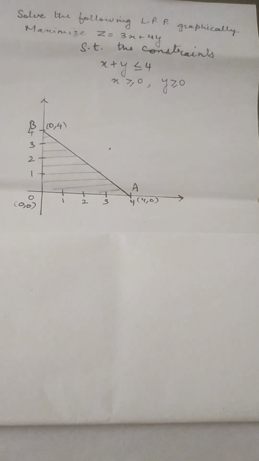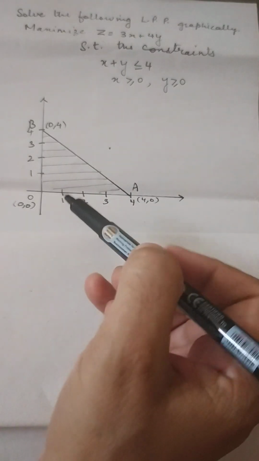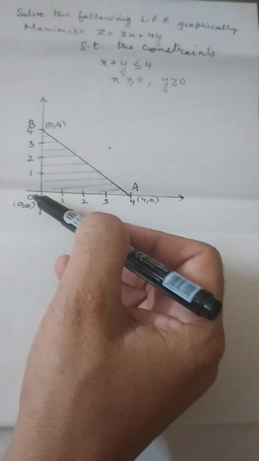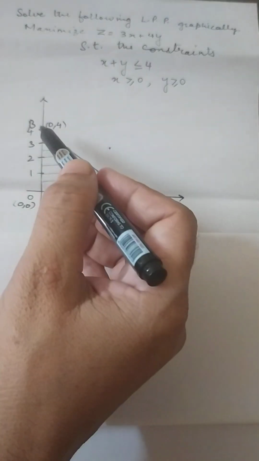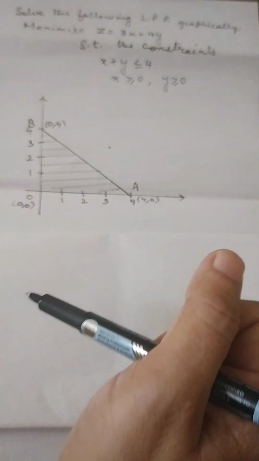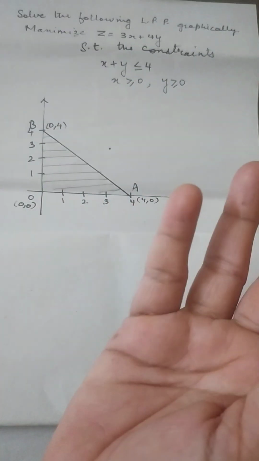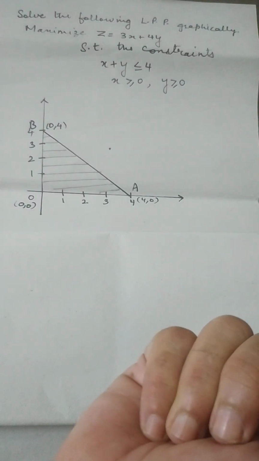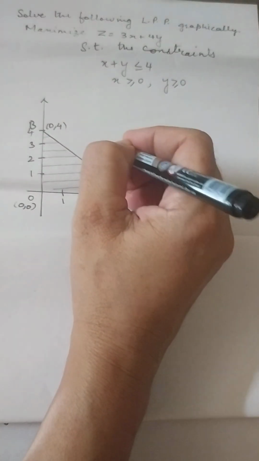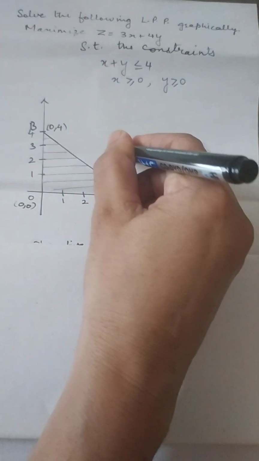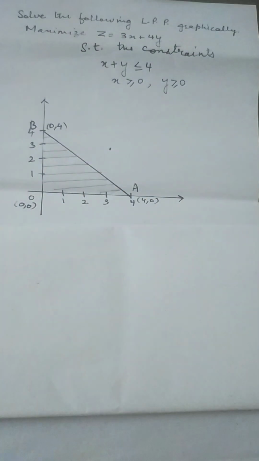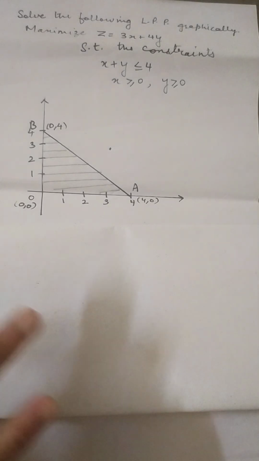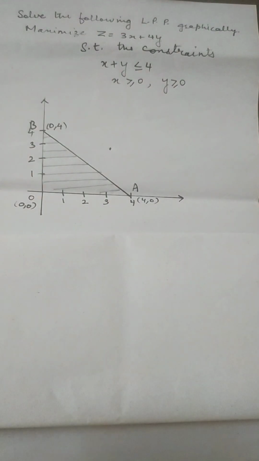Feasible solution, the points which are on the boundary of the feasible region and within the region, they are the feasible solutions. Okay, so here for example we can say that O, A and B, these three are the feasible solutions. Now any solution which is lying outside the feasible region, that would be called the infeasible solution. For example, if I take any point here and since this point is lying outside this feasible region, that shows the infeasible solution.